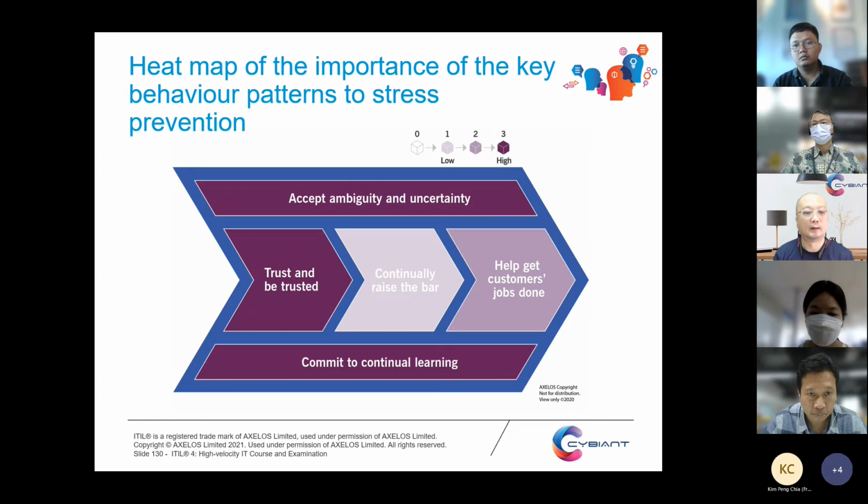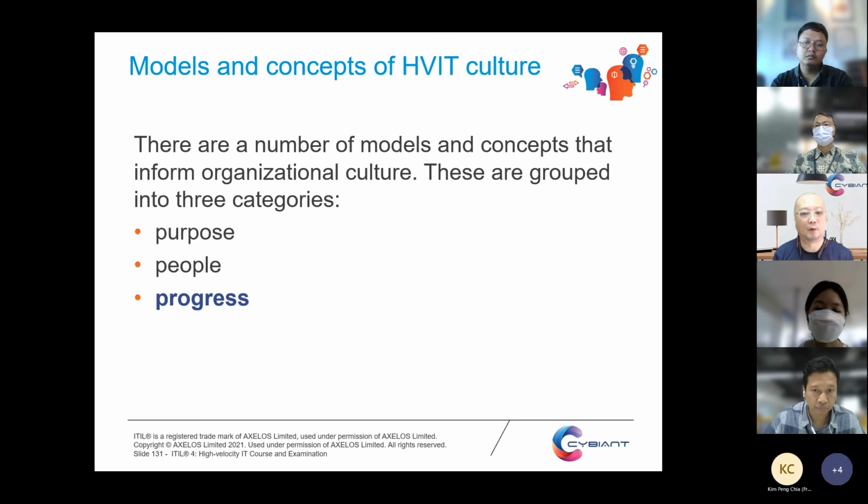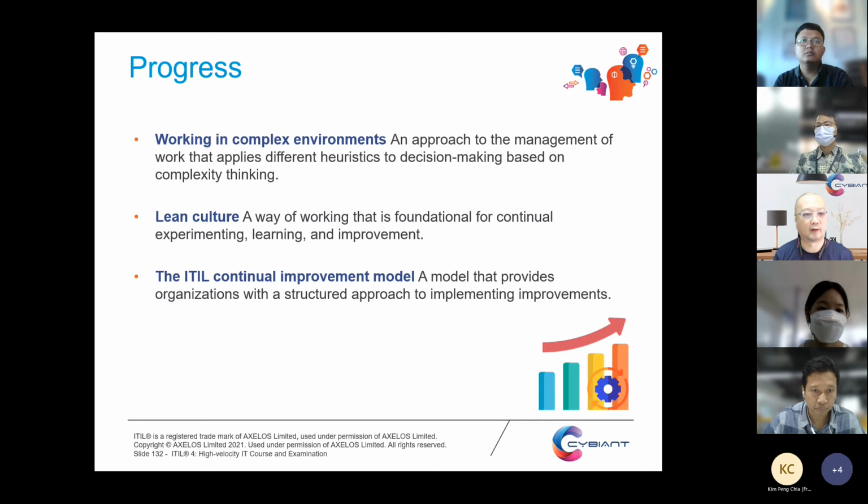Again, the heat map just shows the key things to look at or to apply here. Accept ambiguity, trust and be trusted, and committed to continual learning. Those are the key characteristics of behavior that we need to display when we take care of people. Right, progress. Let's look at progress quickly. How do we measure progress, or what does progress mean in ITIL high velocity?